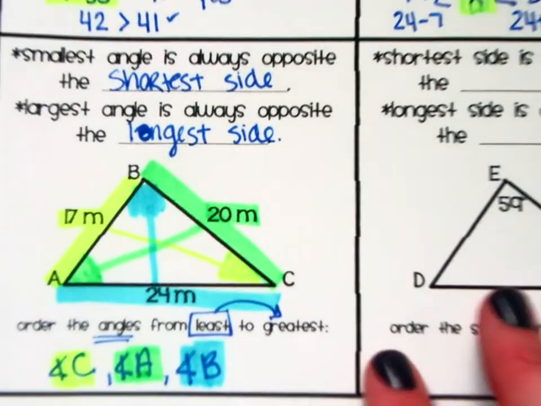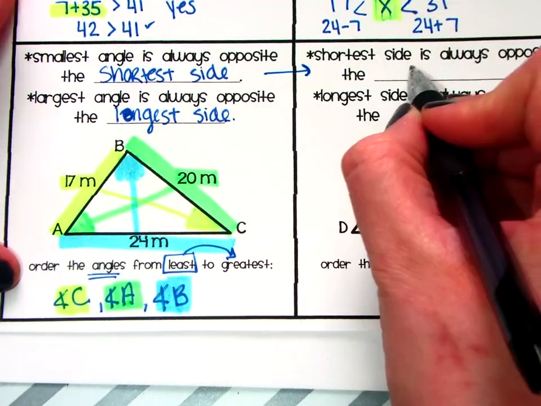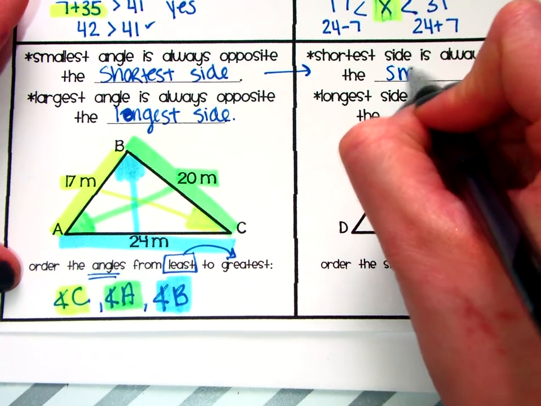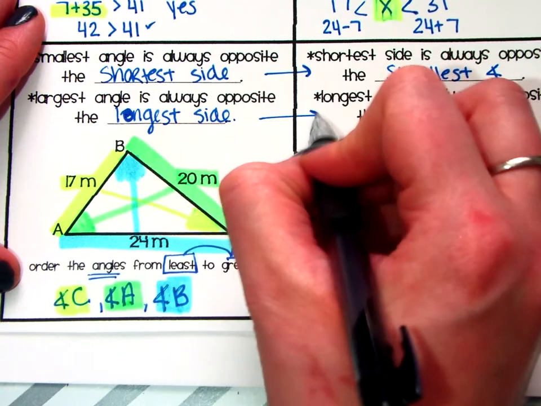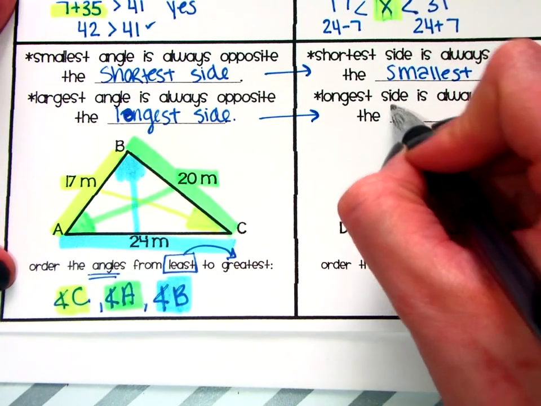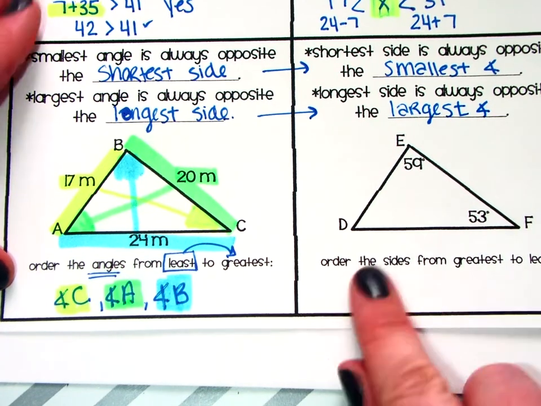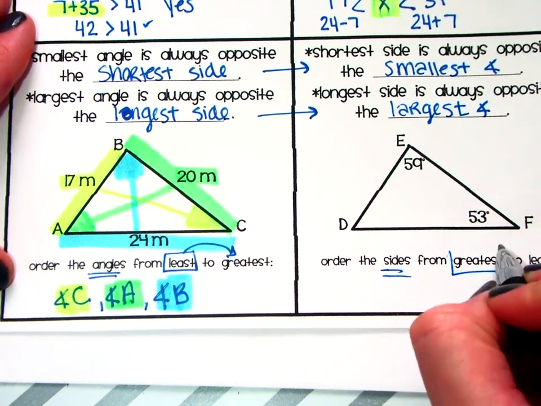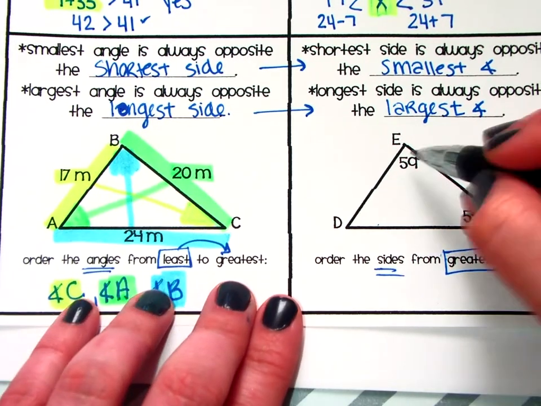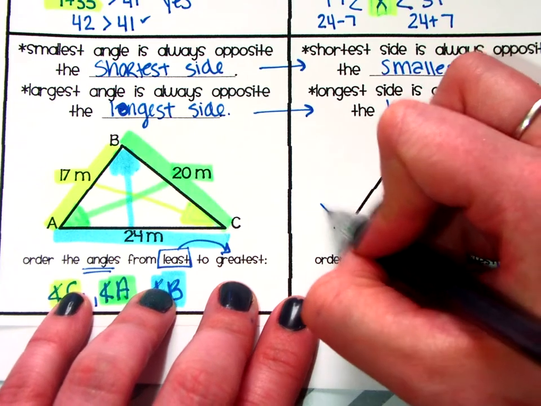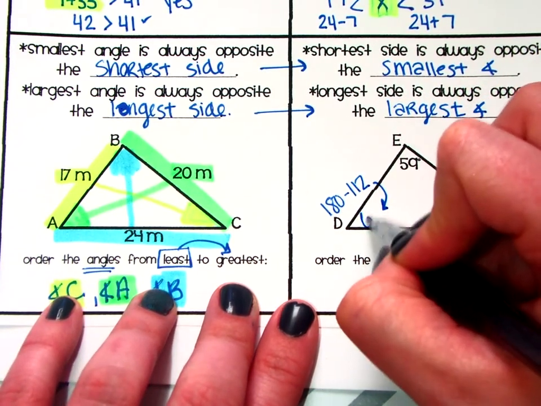So let's compare that to this one. This is basically vice versa. The shortest side is always opposite the smallest angle. The longest side is always opposite the largest angle. Now in this example, we need to order the sides from greatest to least, but I need to calculate this angle. So I'm going to add these up. 59 plus 53 is 112, so I'm going to do 180 minus 112 to get 68.